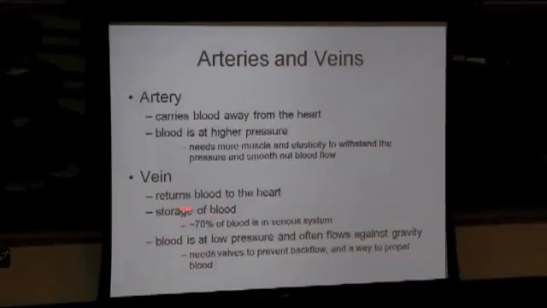Now, one of the other functions of the veins, or the venous system, is the storage of blood. About 70% of your blood is going to be, at any one time, stored within your veins. So, as I mentioned earlier, blood here is at low pressure, and in many cases will be flowing against gravity, and so veins are also specialized to be able to deal with this. One of the things that happens is that they have valves that will prevent the backflow. Okay. Now, how does the valve work?